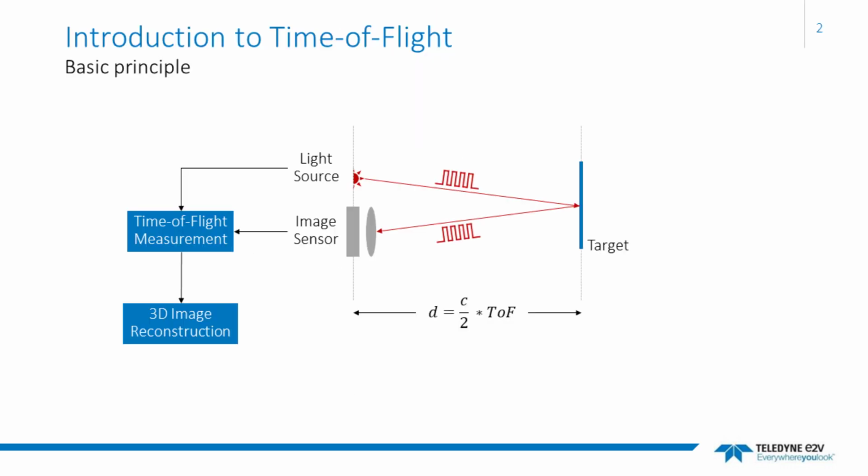To start from the beginning, this is the basic principle of time of flight. A light is emitted by the light source and is reflected by a target to the image sensor. The light source and the image sensor are synchronized, and they are both used to estimate the distance and to build the 3D image. Generally speaking, the formula of the distance is the following. Distance equals speed of light divided by 2 and multiplied by the time of flight. Now you can see a quick video which illustrates this principle.